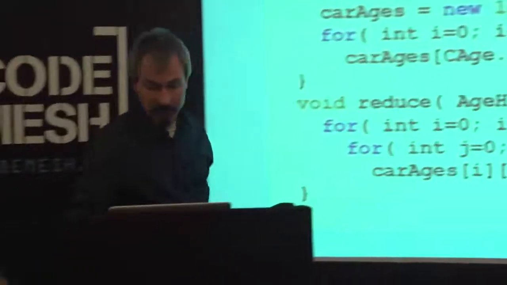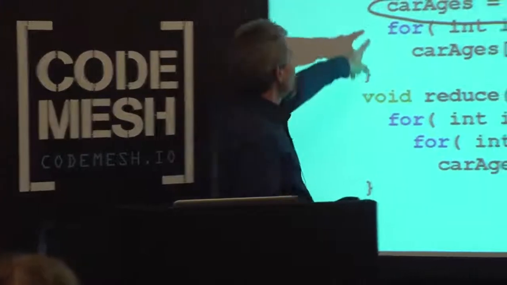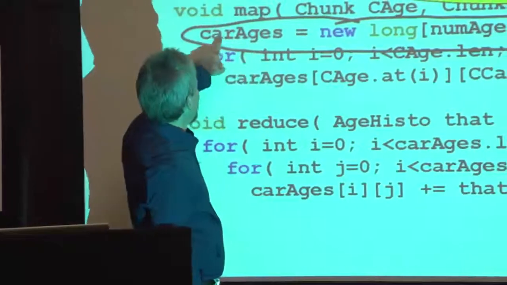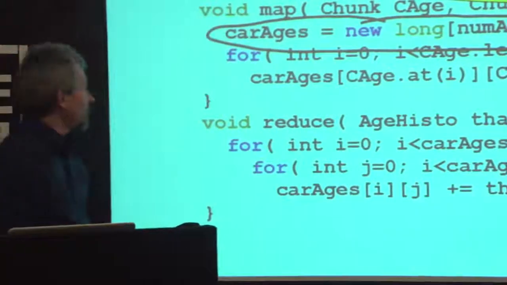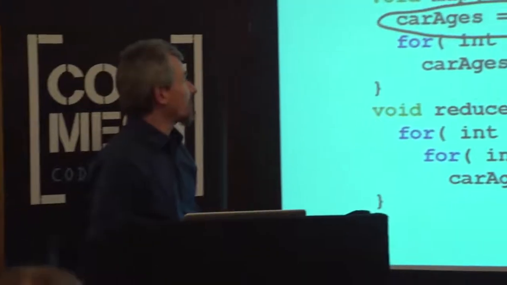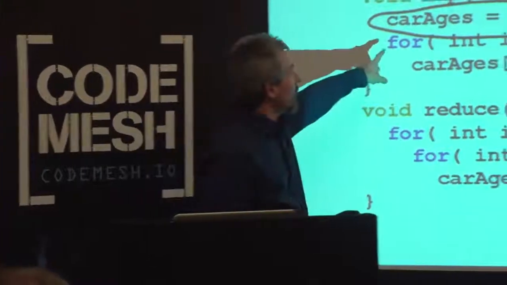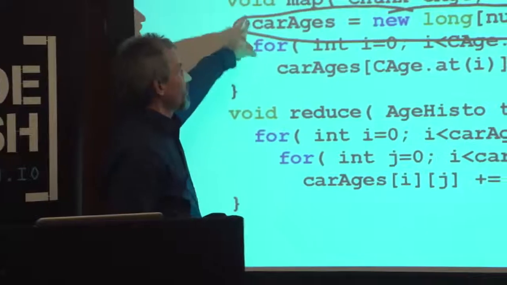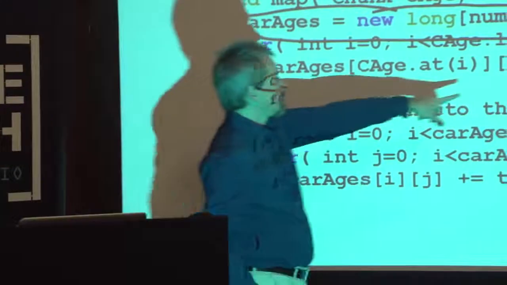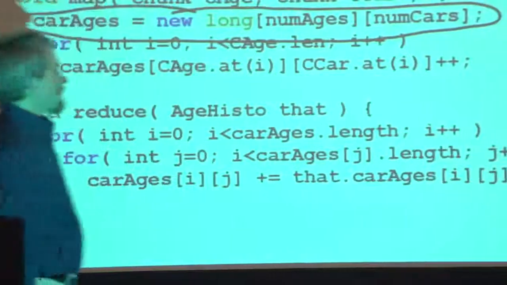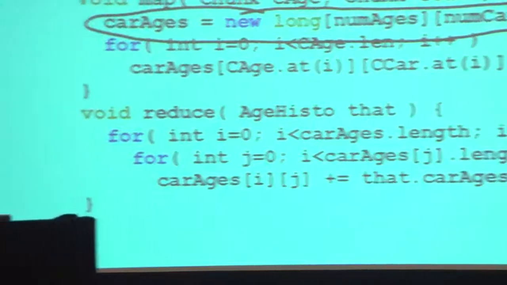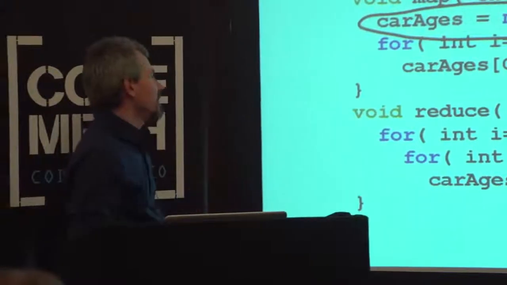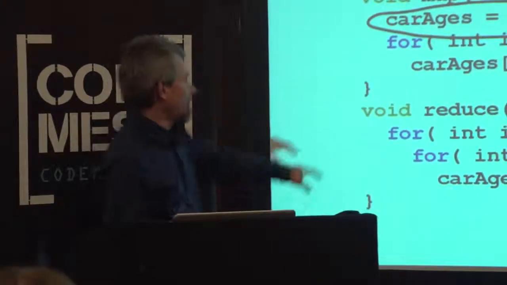So let me talk through this a little bit. Because car ages here is a new call done inside the map, this is guaranteed to be local to the thread that's running that particular map. That means it's an output field, and it's private per thread, and therefore it has single-threaded access. So this plus plus is not synchronized. It's exactly what it looks like at the Java layer, but it's thread safe, data array safe, because it's running single-threaded. Also, because it's an output field, I have to reduce it.